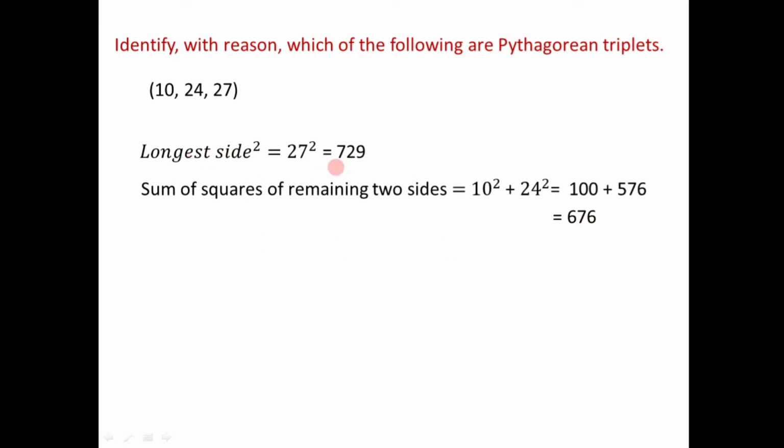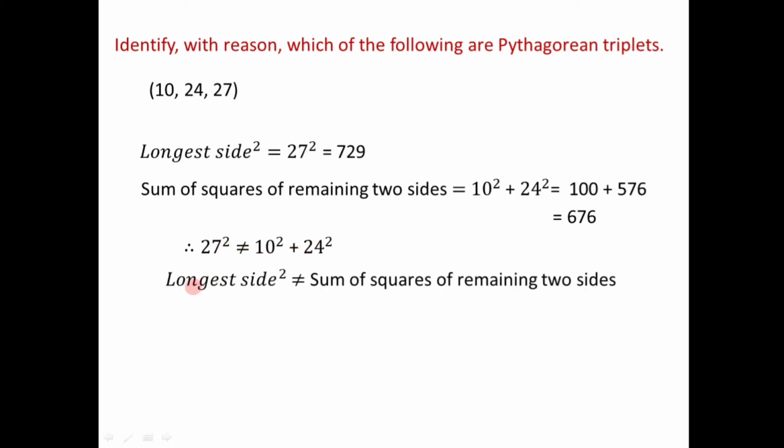So as we can observe, the longest side square is 729 and the sum of squares of the remaining two sides is 676. That means these two are not equal. That is, 27 square is not equal to 10 square plus 24 square. That means the longest side square is not equal to the sum of squares of the remaining two sides. That's why the given triplet is not a Pythagorean triplet. By using this principle, we can decide whether the given triplet is a Pythagorean triplet or not.